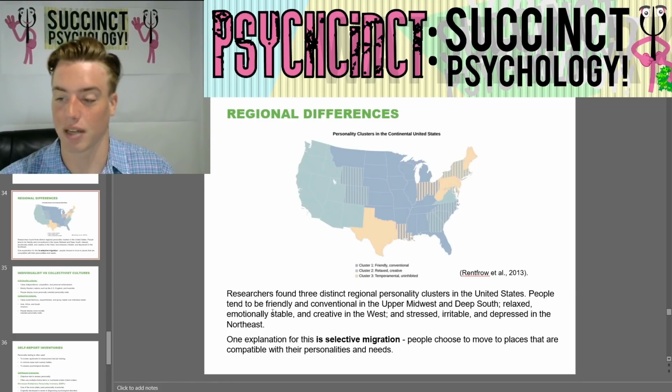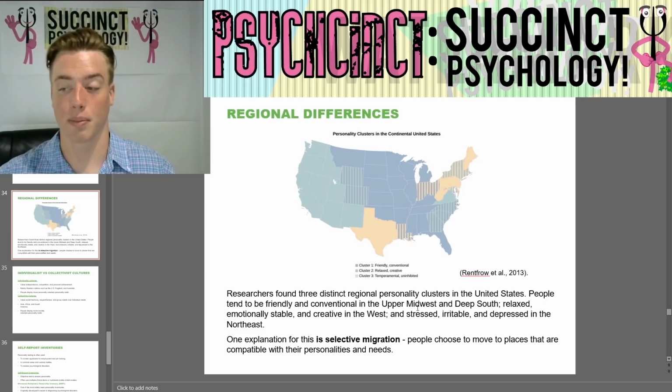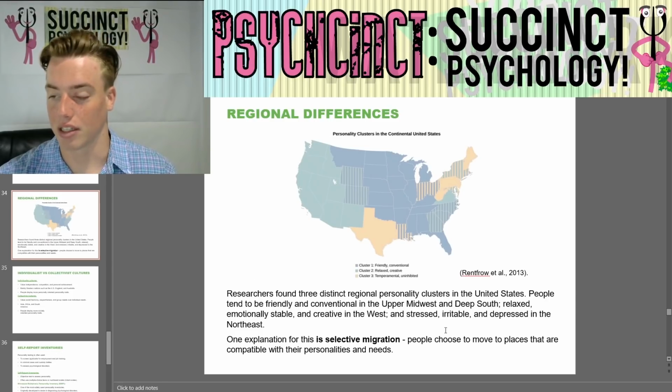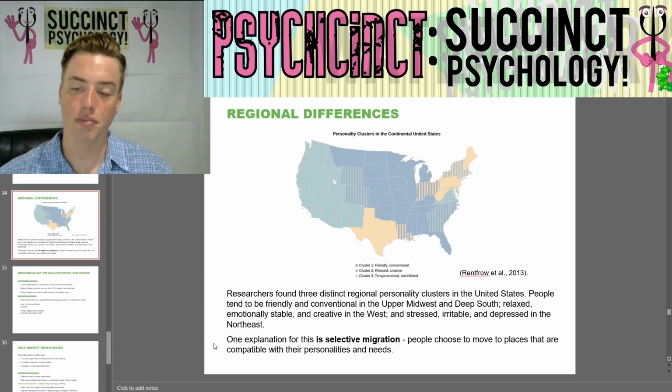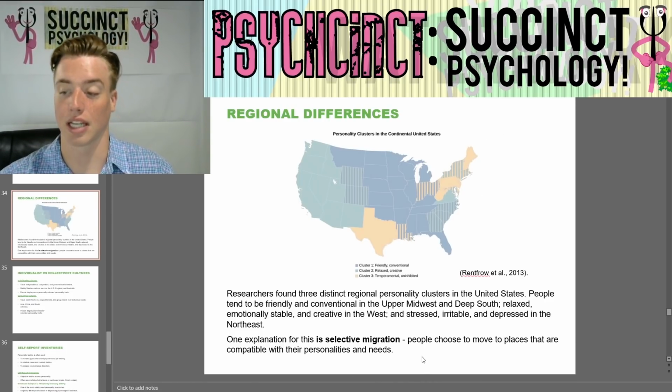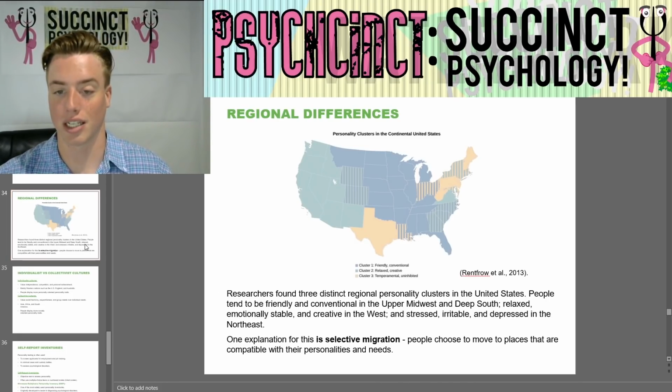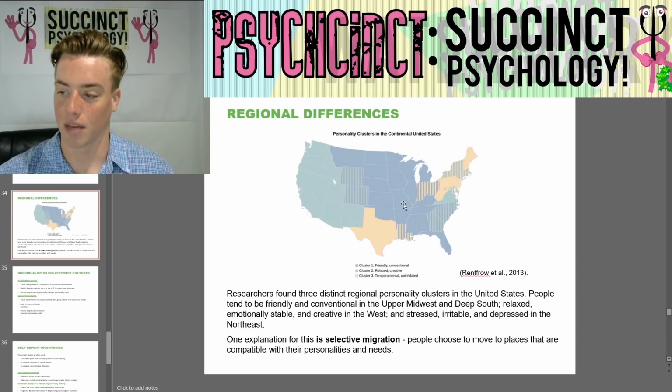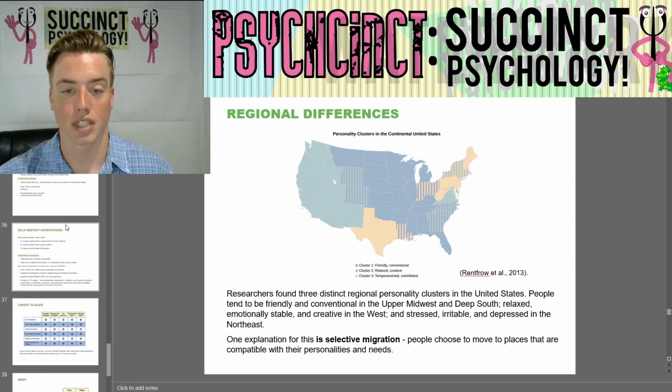Wait one second, let me back up there. People tend to be friendly and conventional in the upper Midwest and deep South, relaxed, emotionally stable, and creative in the West, so out here. And then stressed, irritable, and depressed in the Northeast, so up here in the New York, Washington, D.C. area. So one explanation for this is selective migration. People choose to move to places that are compatible with their personality and needs, so maybe that's why in the upper Midwest and deep South, people tend to be more relaxed and emotionally stable.